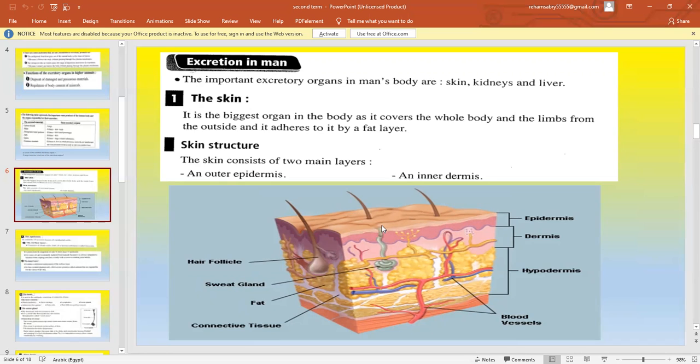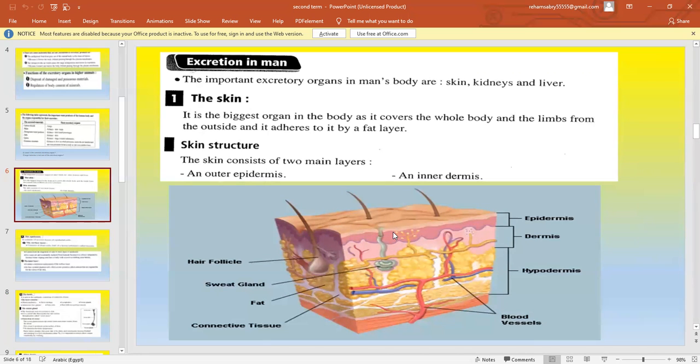So where are the pores? In the epidermal layer. The pores of the sweat glands are present in the epidermis. So the sweat gland is already present in the dermis layer, and we get rid of the sweat through the pores, which are present in the epidermal layer.